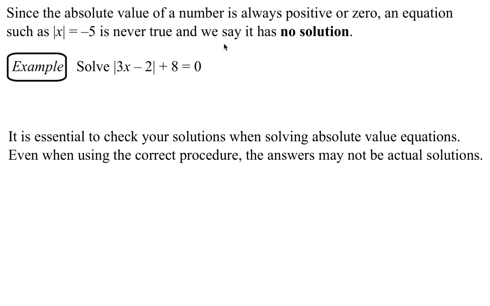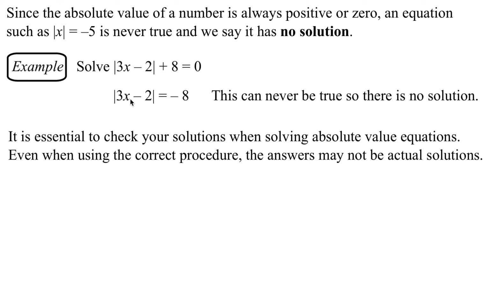Alrighty, so since the absolute value of a number is always positive or 0, an equation like this, where we have the absolute value equal to a negative value, that's never going to happen. You're never going to have a distance that is negative. And when that happens, we say there's no solution. So one of the things when you have an equation like this, you need to get the absolute value by itself before you take the absolute value. So that means we would subtract 8 from both sides. And when we do that, we get the absolute value of 3x minus 2 equals -8. Well, we can stop at this point because we're never going to get a negative value on the right of an absolute value on the left.